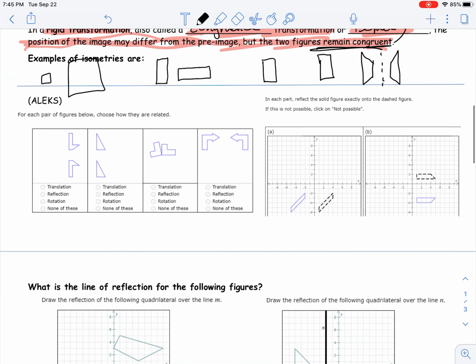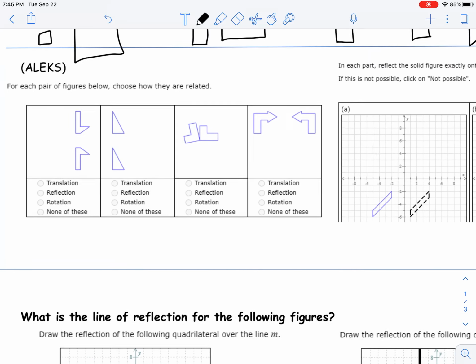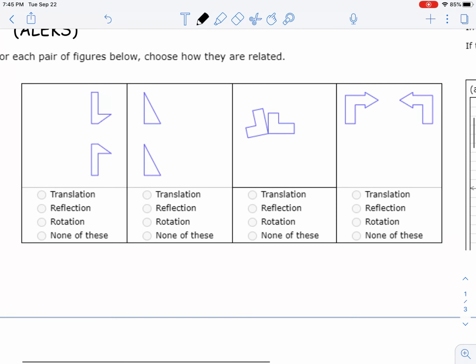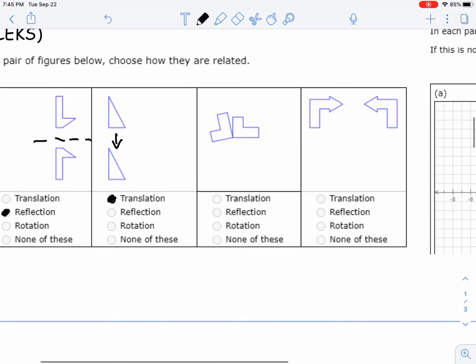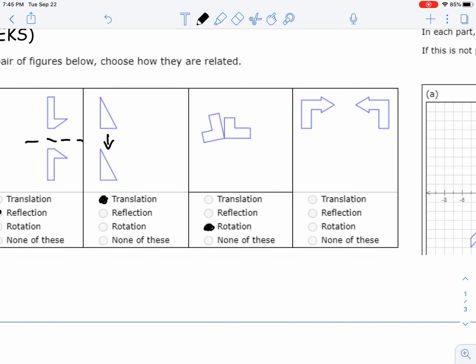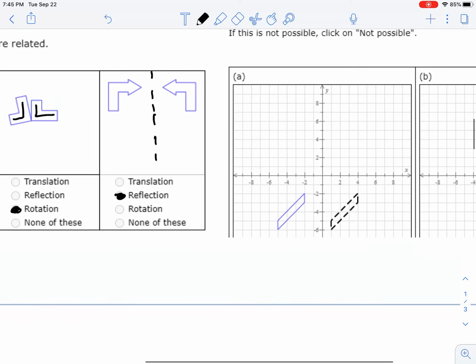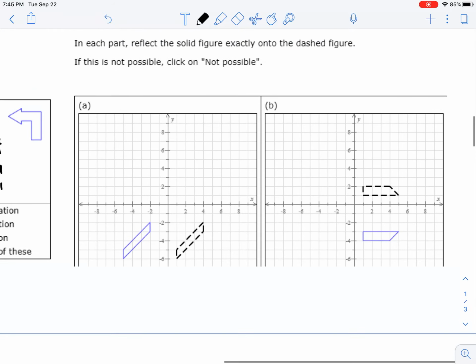You can't change the size or the shape. So these are some problems you might see on Alex. I'm going to go really quickly through them. This first one, this would be my line of reflection. So that would be a reflection. This one here, it's just sliding down. So that would be a translation. This would be a rotation because we're taking this L shape, it's like a backwards L, and we're basically tipping it over this way. And then this one, I have another line of reflection going right down the middle. So that one would also be a reflection.